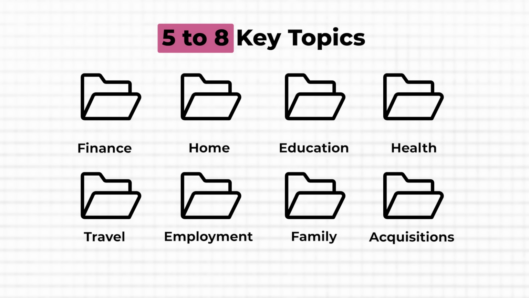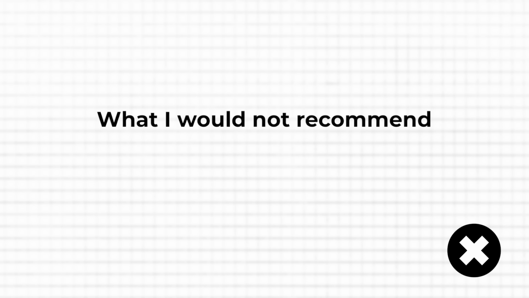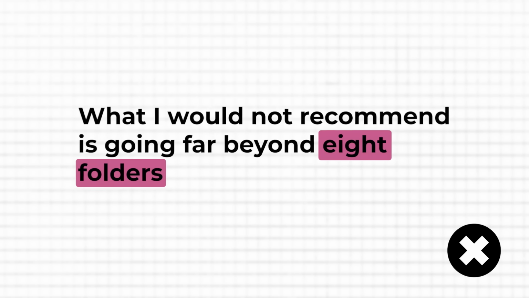Now you could choose to use exactly this list for your folder structure or tailor it by replacing some folders. For example, you might want to add a folder for your hobbies, any personal projects, or your pets. What I would not recommend is going far beyond 8 folders on your main level. Just because the more you have, the more complex it will be and the more overlap there might be. So better start with fewer folders and potentially adjust as you go.